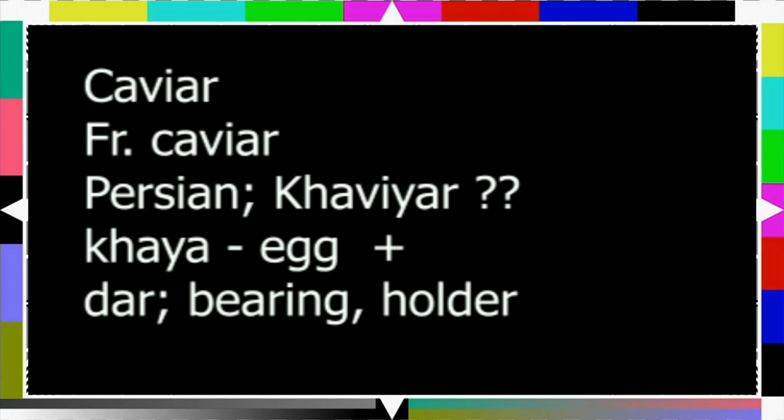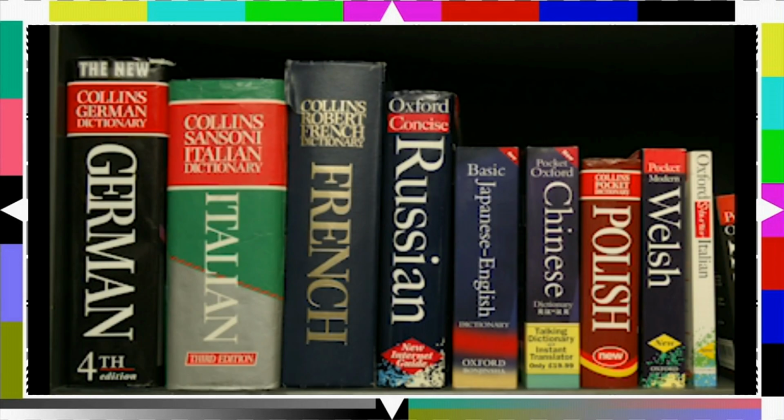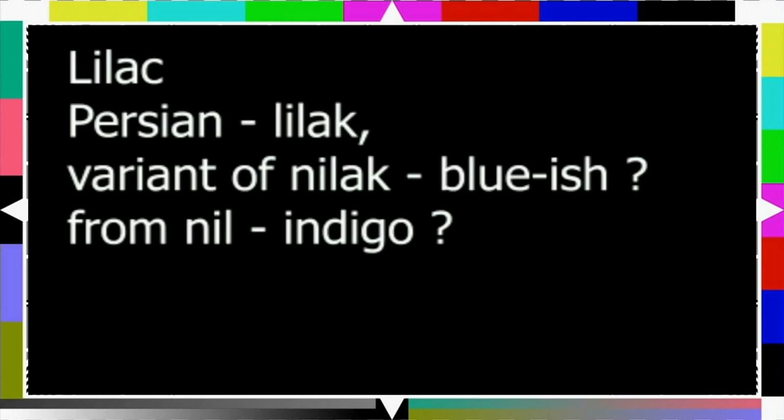It's connected with egg, possibly egg bearing, and a colour from Persian with an interesting consonant mutation here. We call it lilac, lilac coming from nilak, so the N changed to an L. This meant bluish, and possibly came from nil, meaning indigo. Well, if so, that's been preserved all this time, as indigo in Spanish is anil to this day.